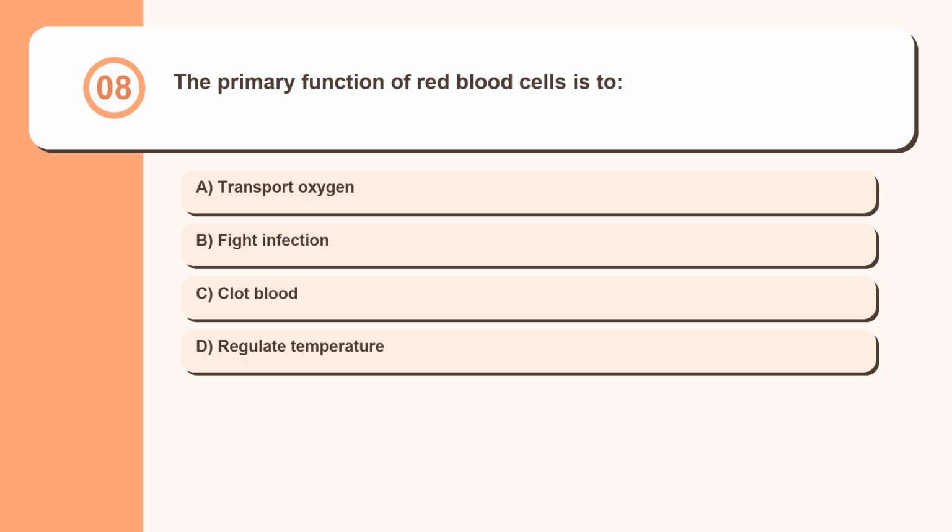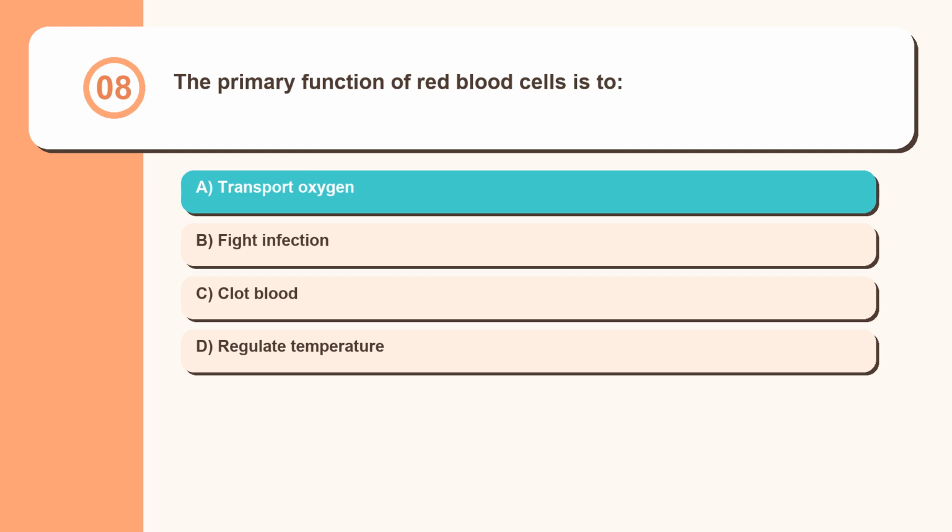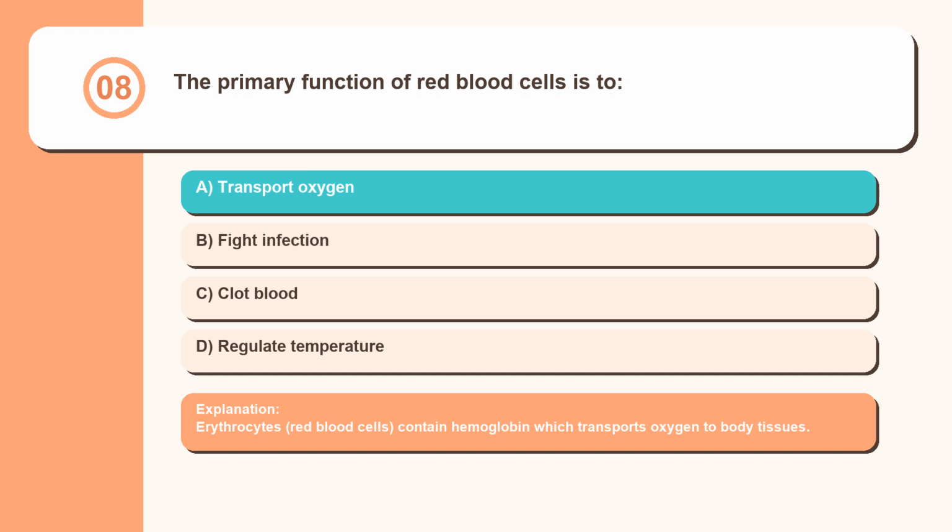Question 8. The primary function of red blood cells is to transport oxygen, fight infection, clot blood, regulate temperature. Erythrocytes, red blood cells, contain hemoglobin which transports oxygen to body tissues.